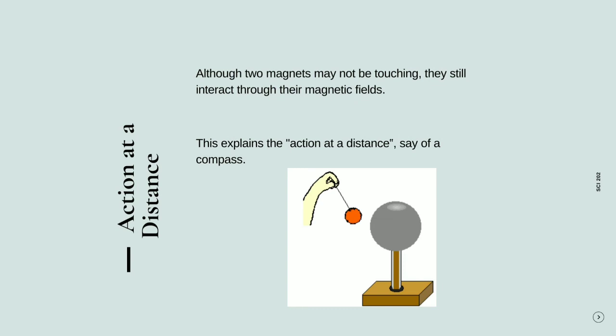Although two magnets may not be touching, they still interact through their magnetic fields. This explains the action at a distance, say of a compass.